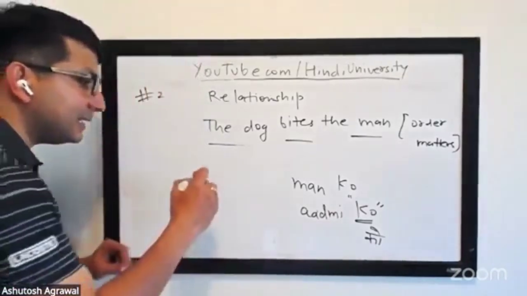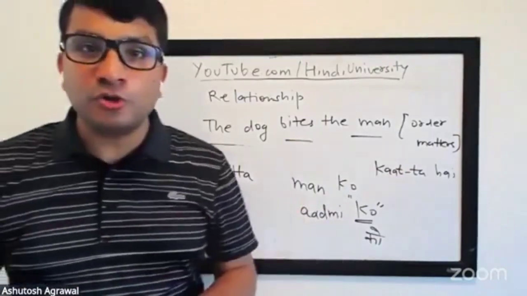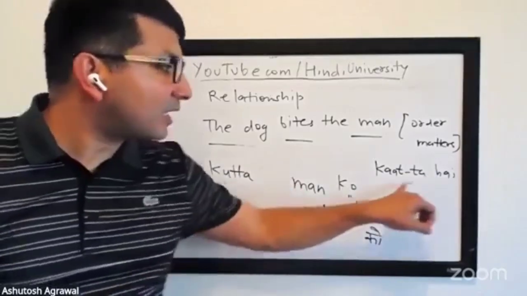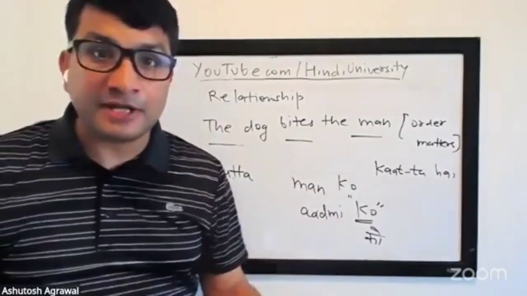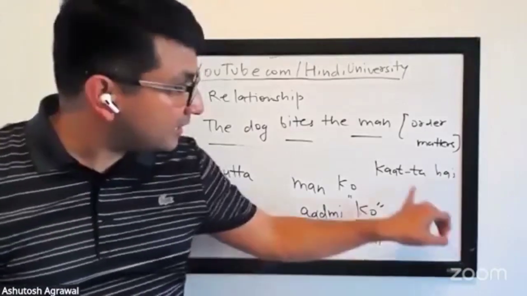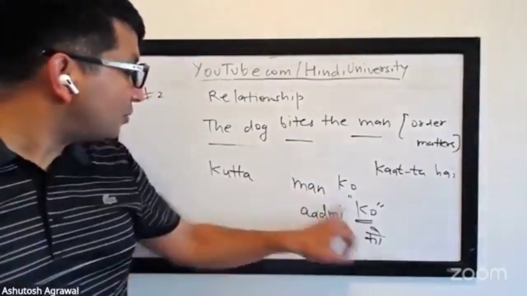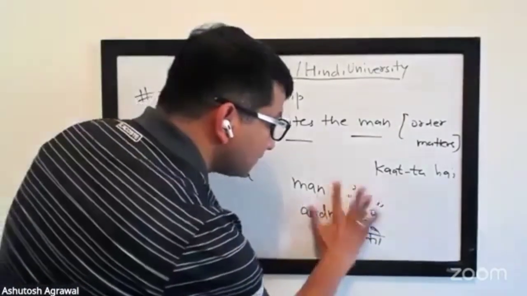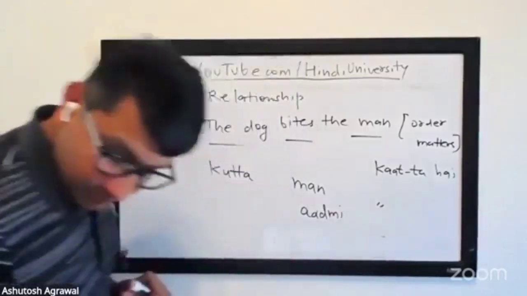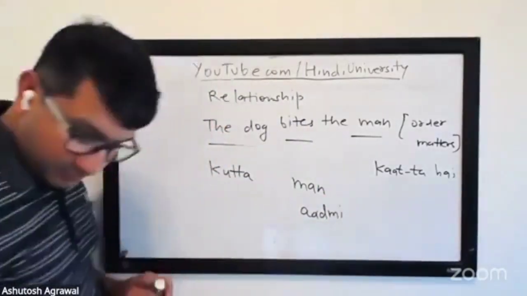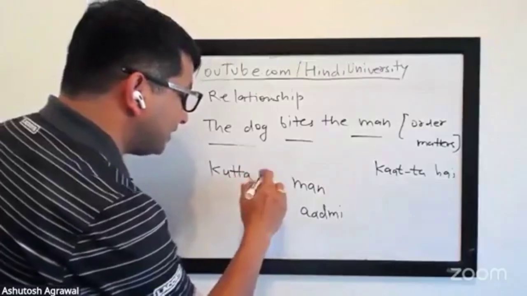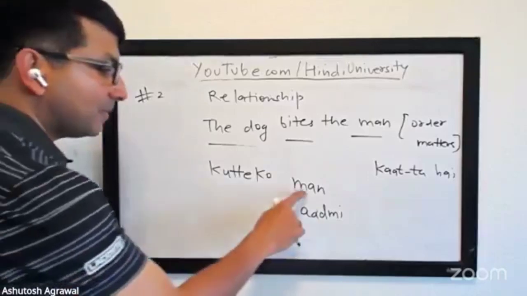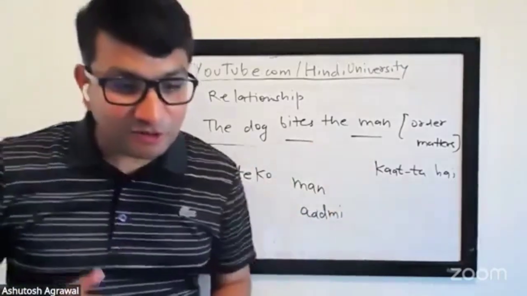So when you write this sentence in Hindi, you can change the order all you want. Instead of कुत्ता आदमी को काटता है, you can say आदमी को कुत्ता काटता है. Same meaning. It doesn't change as in English. You can say काटता है आदमी को कुत्ता. Same meaning. However, if I move this को from here to here, it changes. आदमी कुत्ते को काटता है. The man bites the dog.